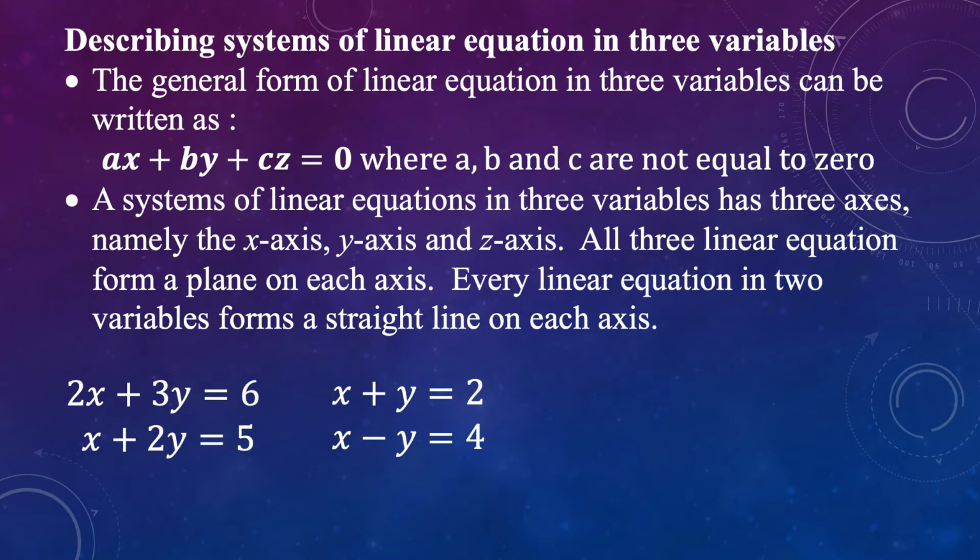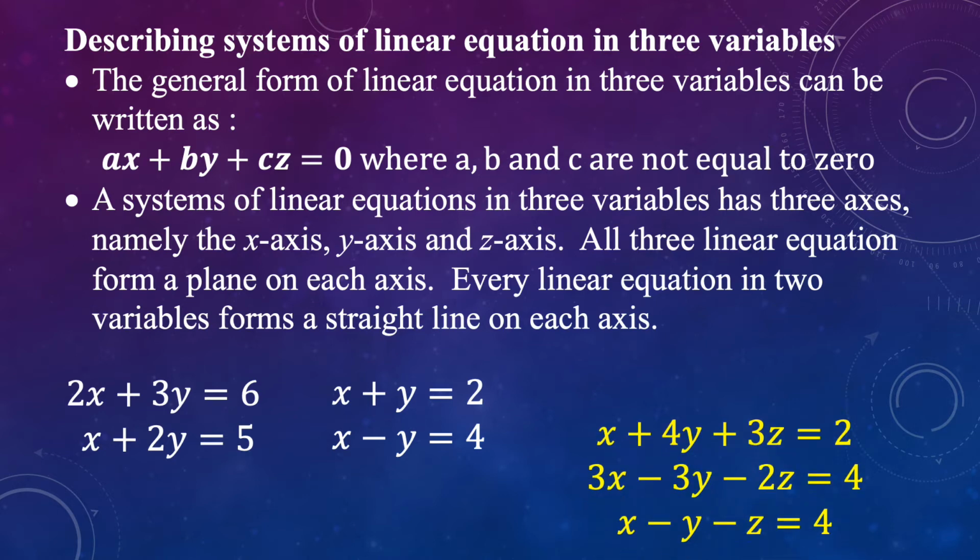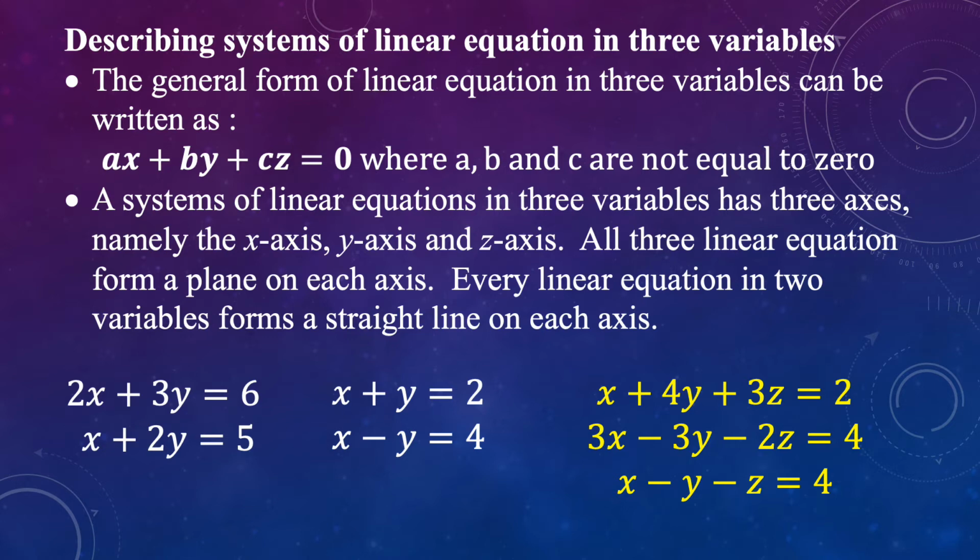Also a pair here. But for system of linear equations with three variables, we have three linear equations. For example, x plus 4y plus 3z equals 2, 3x minus 3y minus 2z equals 4, x minus y minus z equals 4. This is only an example. So that is how you describe a system of linear equations with three variables with ax plus by plus cz equals 0. The second part is the system of linear equations in three variables has three axes, namely x-axis, y-axis, and z-axis. This is the graph. How to represent it in graph form.